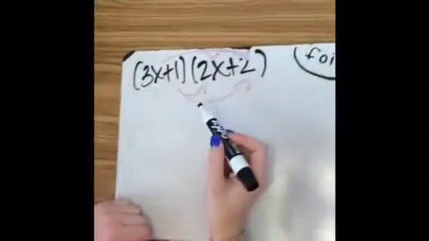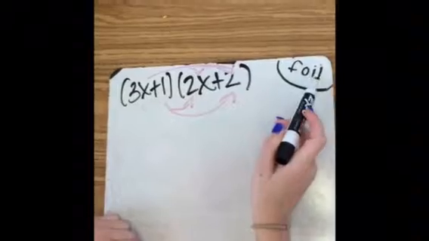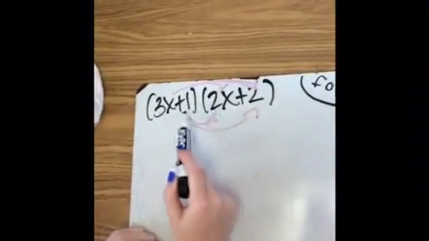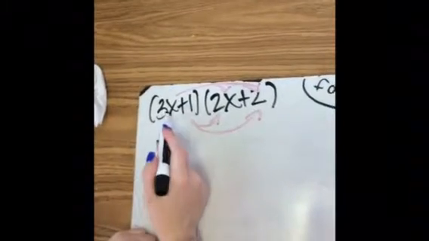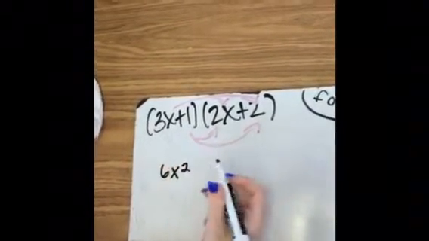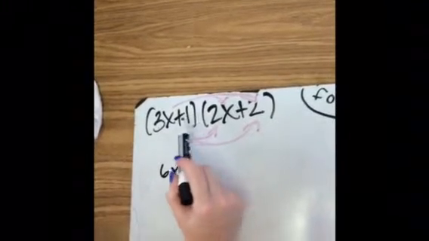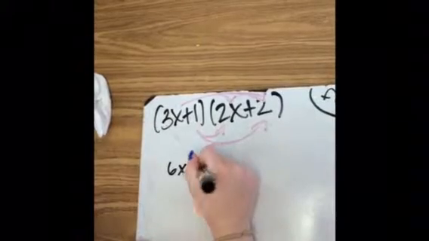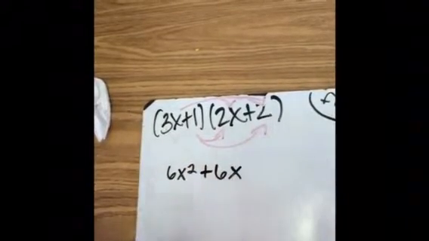We're going to solve this problem using FOIL. First, outside, inside, last. I already have the arrows drawn. You go first, outside, inside, last. So let's solve. 3x times 2x is 6x squared. And then you go to outside. So 3x times 2 is 6x.